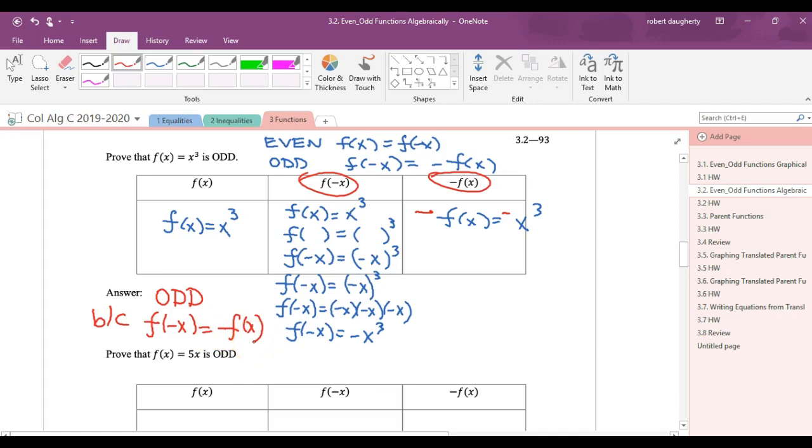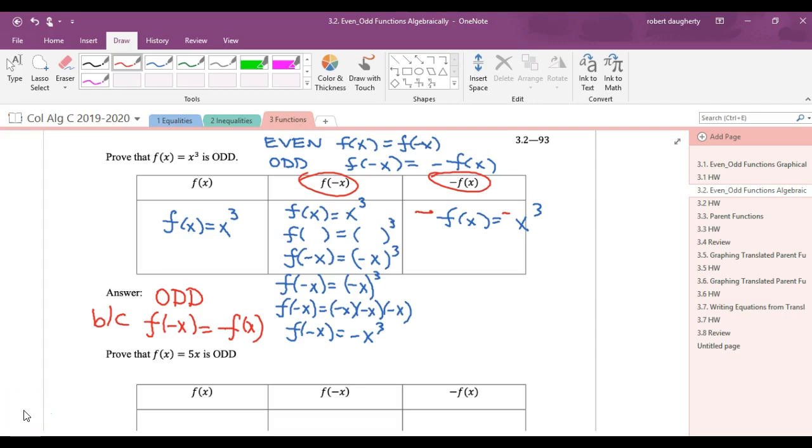Okay? So what you will be given on the test, you'll be given a column that looks like this. Okay? And so you just need to know, if you can prove these two things are equal, you've got an even function. If you can prove these two things are equal, you have an odd function. If these things don't match at all, you have what? It's neither even nor odd. Okay? Yes.